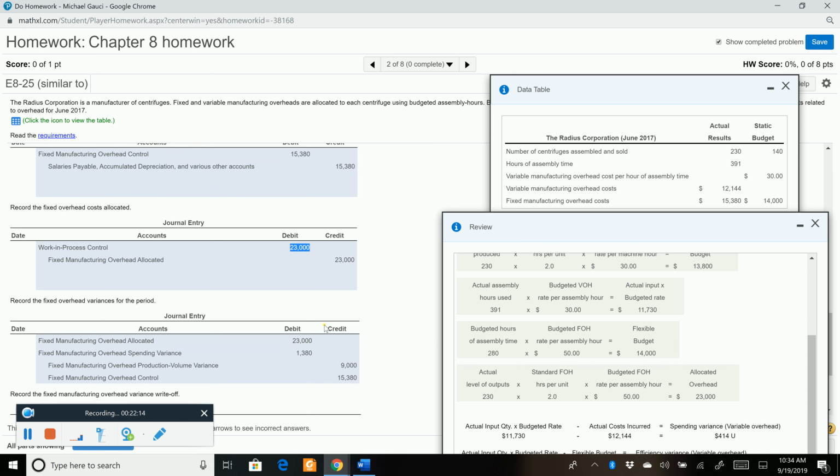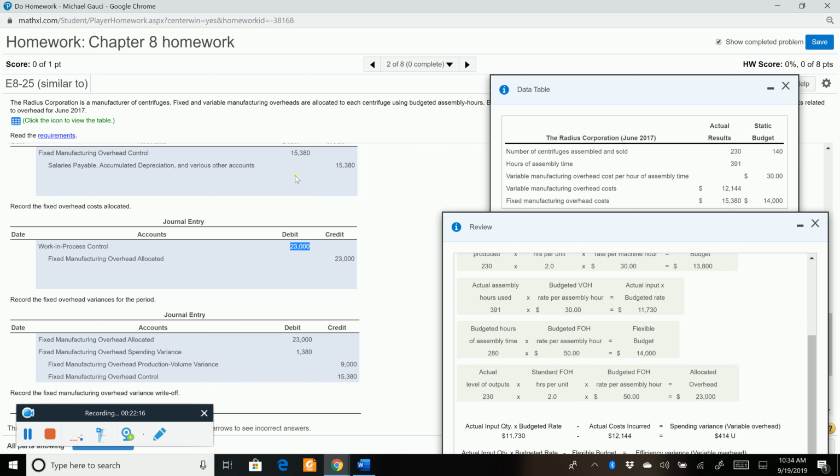And the next journal entry is now to close out our fixed overhead control. It had a debit of $15,380. I will close it out with a credit, $15,380.